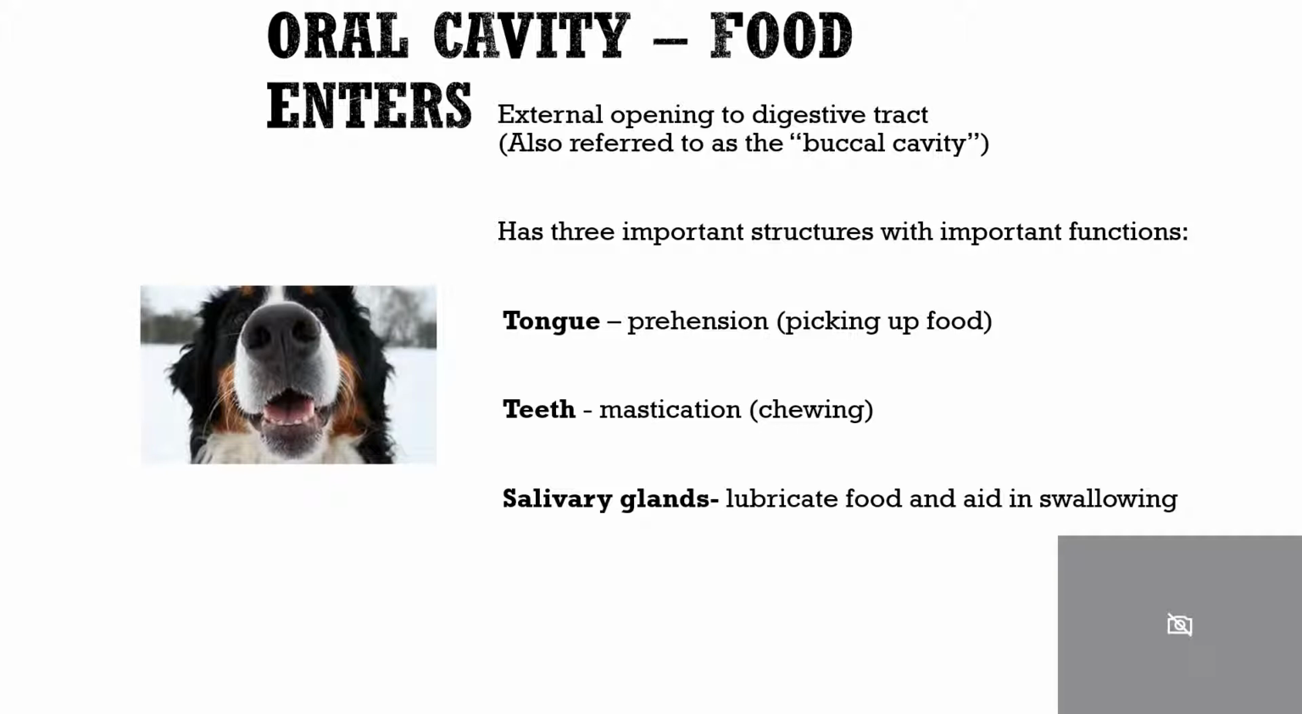So the oral cavity, this is where food enters. We term this as the external opening to the digestive cavity, and we can also refer to it as the buccal cavity. It has three very important structures with important functions. We use the tongue for picking up food, and the correct term for that is prehension. The teeth are used for chewing, and we term this mastication. And the salivary glands are utilised to lubricate food and aid in swallowing.